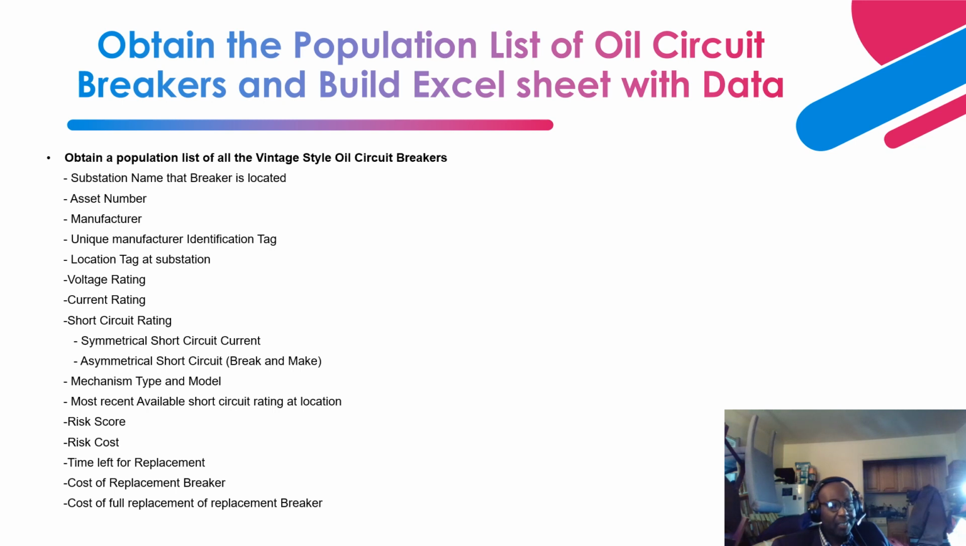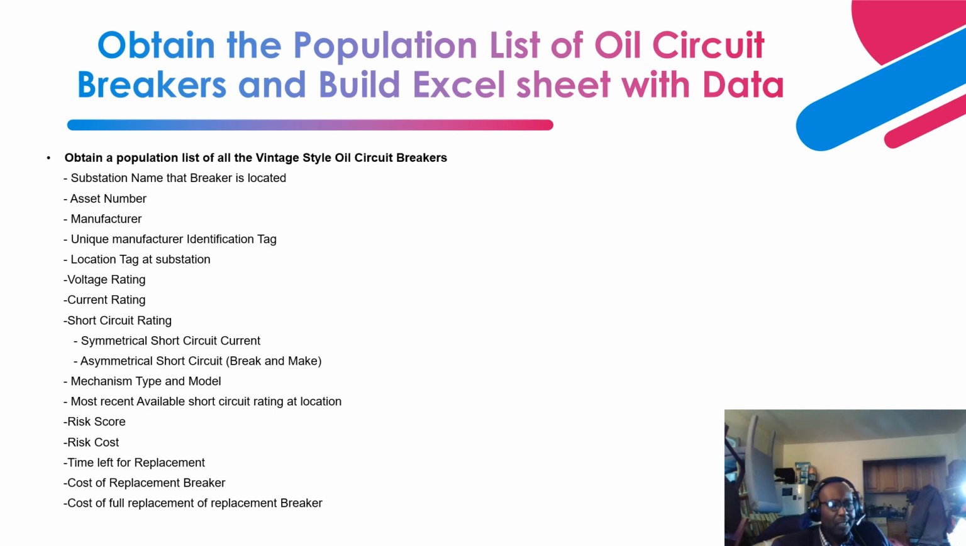Next is the location. These oil circuit breakers are located at different positions, depending on the orientation of the substation. This is basically done based on GIS, Geographic Information System, and they are given a unique location tag based on the position and the orientation of the substation to the incoming and outgoing feeders.